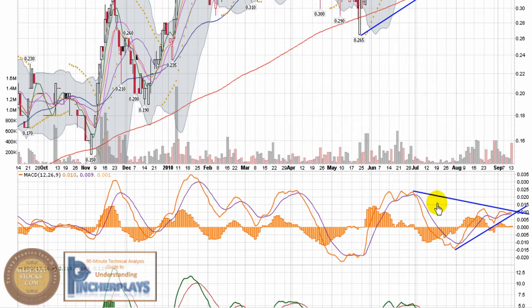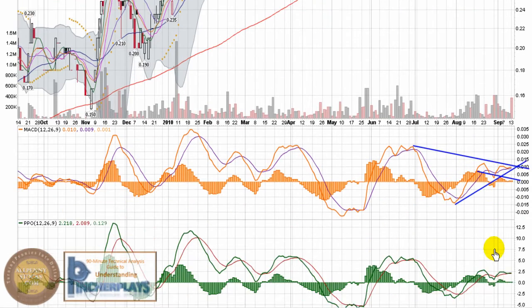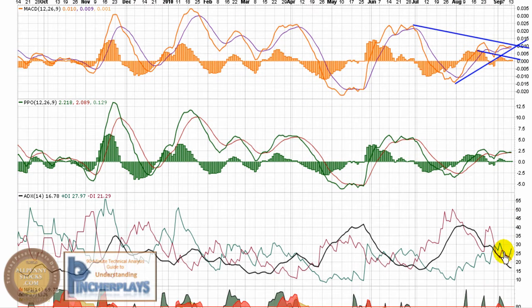Seeing a little bit of a wedge or triangle look to go along with that. We're seeing the histogram dropping down some right now. This is at a point where it's really going to have to make a decision to try and make another run and break through this. You can see we're getting some downtrends to it. Same way with the PPO.